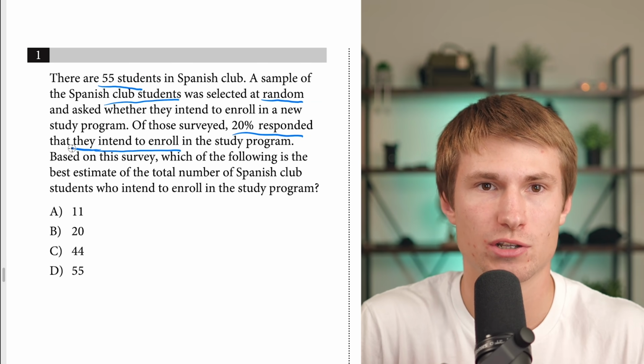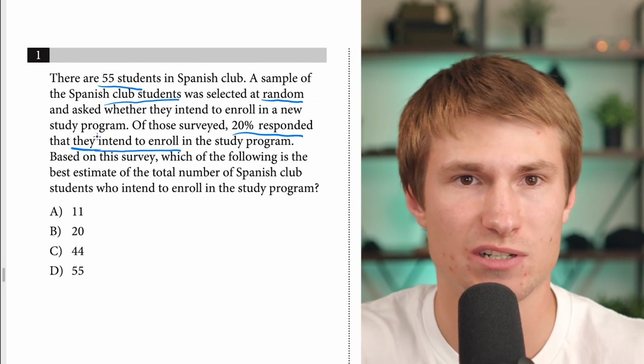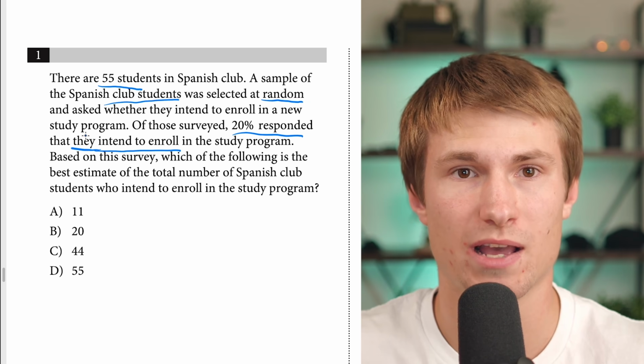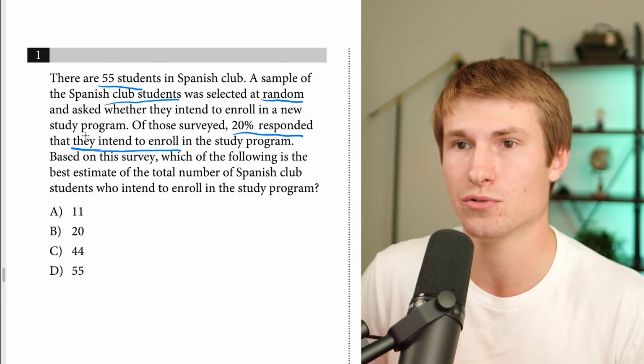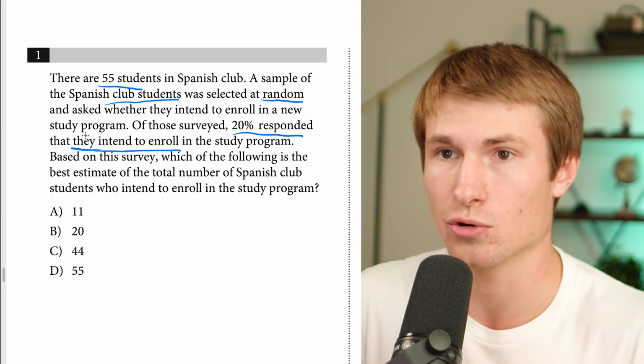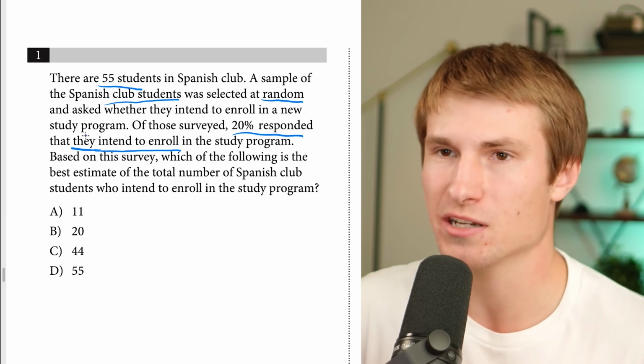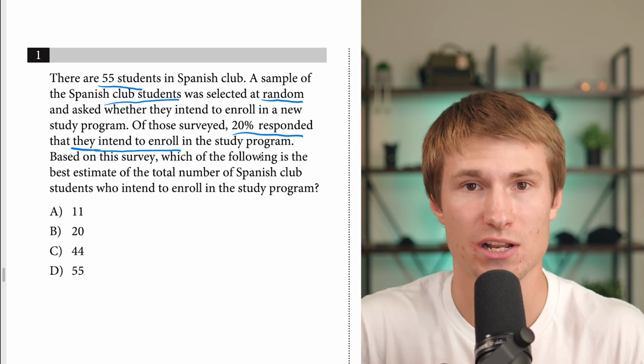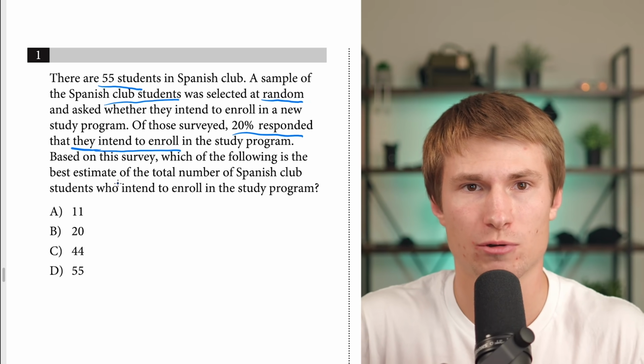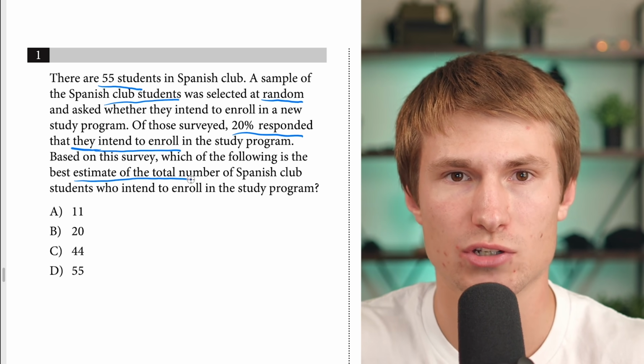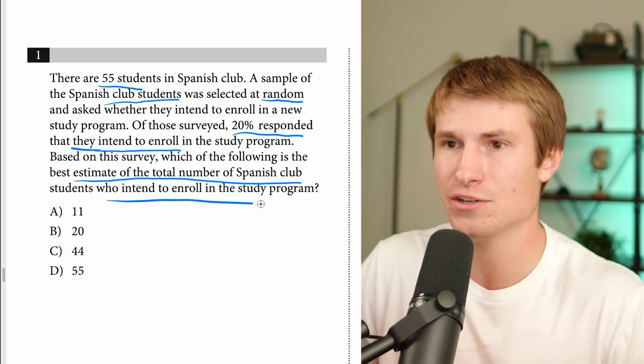Always pay attention to if it's they intend or they do not intend, because sometimes they will put in something that has only 2 options and they will give you one of those being they do or the other being they do not. And you have to pay attention to what you're given. In this case, we're given that they do intend to enroll in the study program. Based on the survey, which of the following is the best estimate of the total number of Spanish Club students who intended to enroll in the study program?